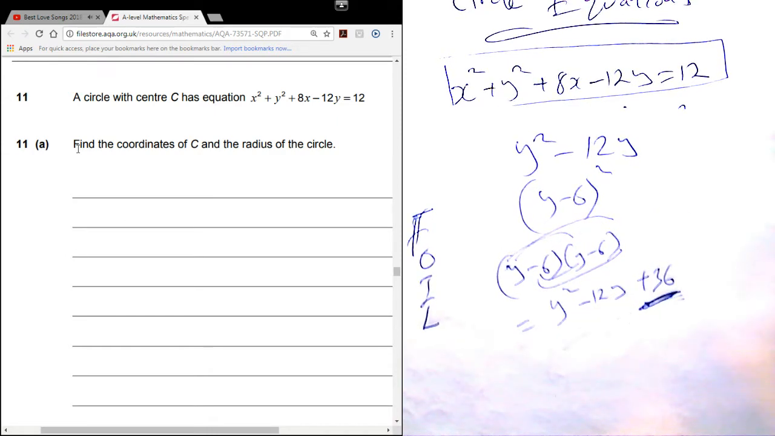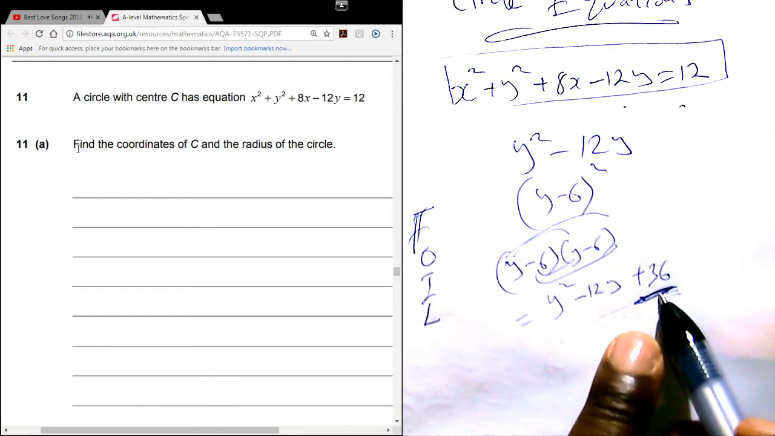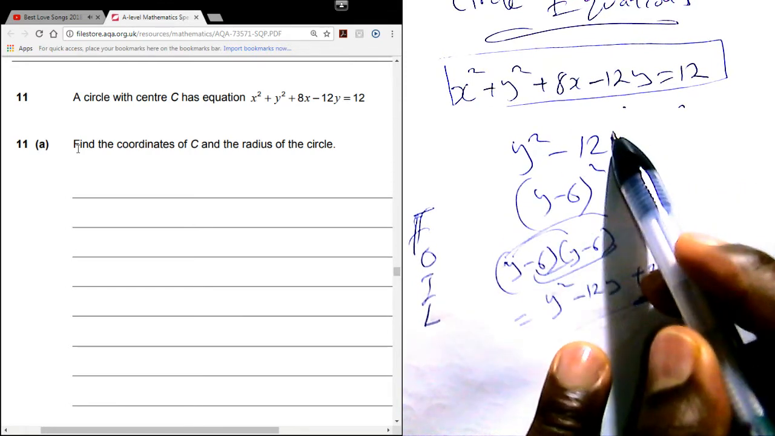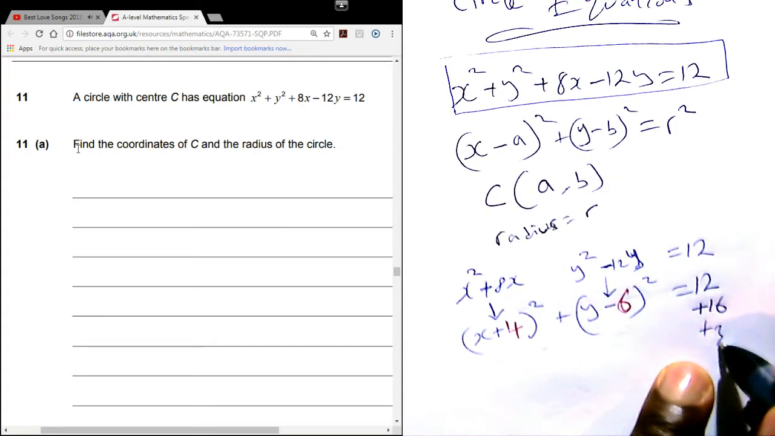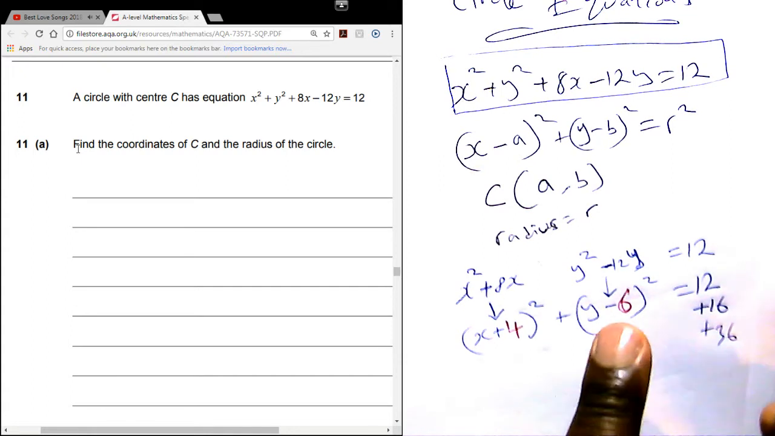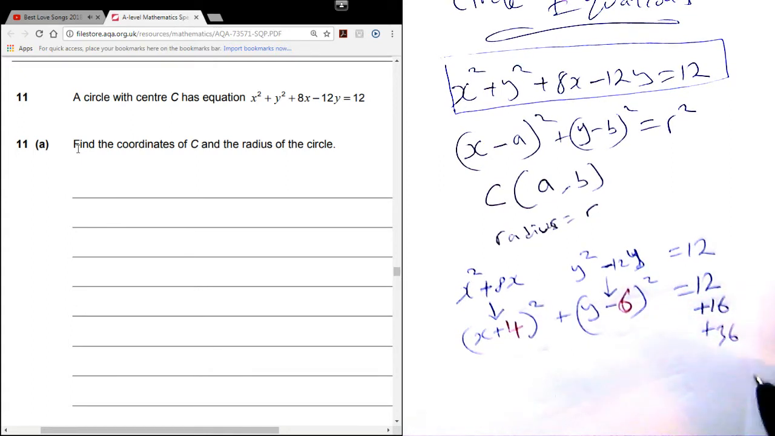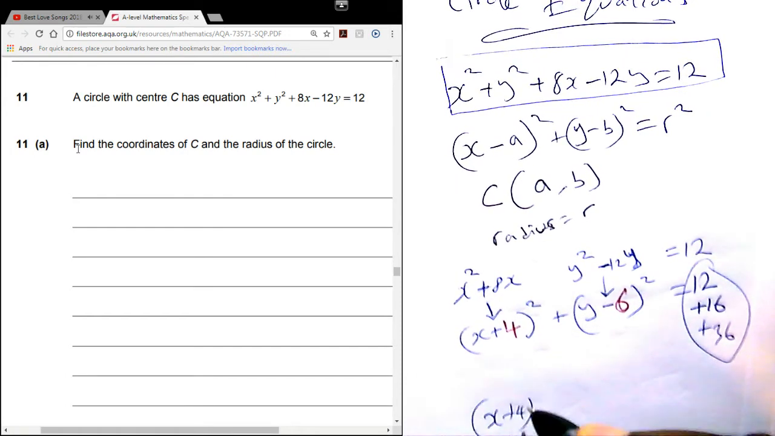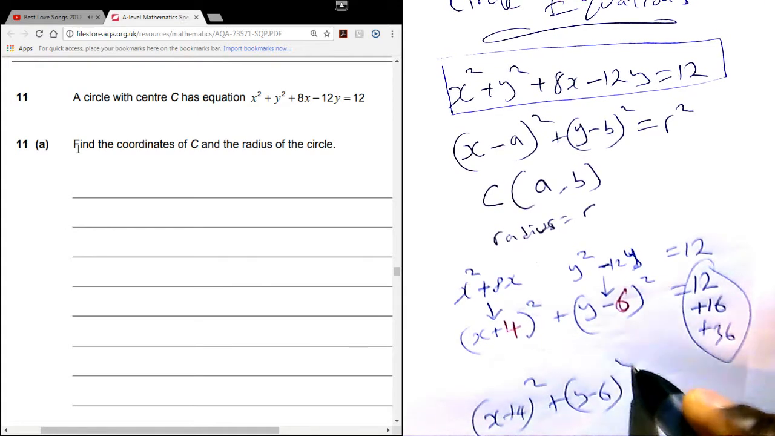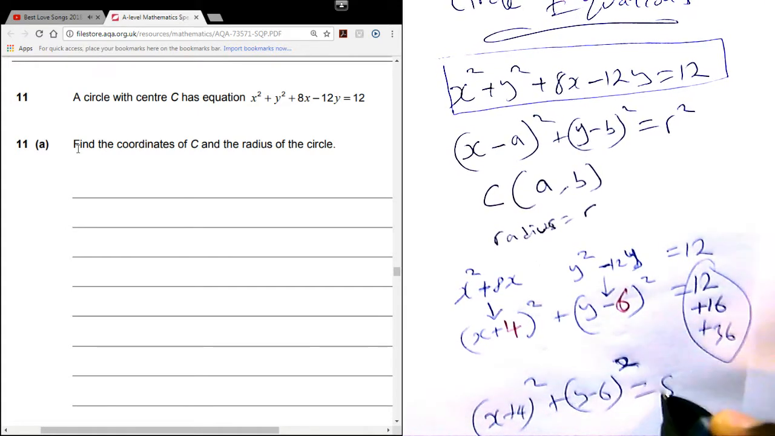So what right do I have to bring in a 36, which was not given? By introducing a 36 to the left hand side, I must do it to the right hand side. So I have to introduce a 36 there as well, because I know that I've done the same here. So if you add this up, you have 12 plus 16, which is 28, plus 36, which is 64. So I have this now as (x plus 4) all squared plus (y minus 6) all squared equals 64. Now 64 is just 8 squared.